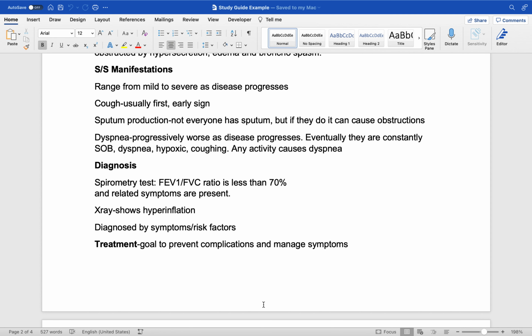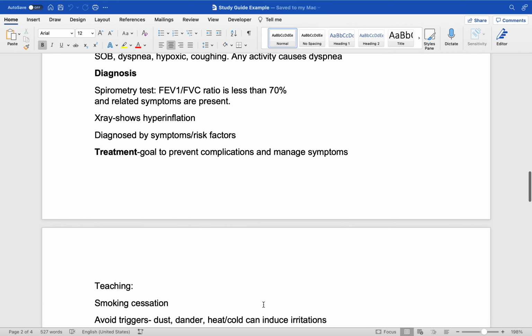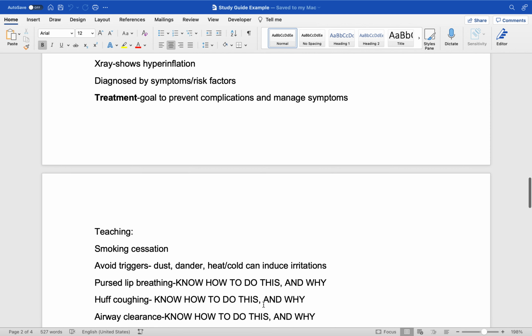For example, if you don't know what an x-ray shows, that's going to be important to write down, right? Because an x-ray is going to show different things if the person is having COPD, pulmonary edema, or pleural effusion. So making sure that you have that written down. And then thinking about the treatment. What is the treatment, and why is that important? What are we going to do?